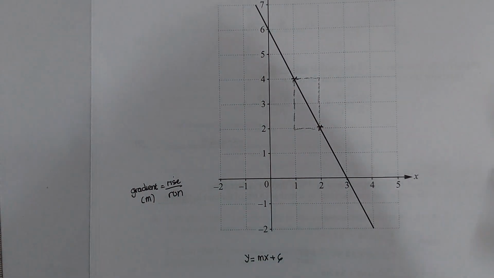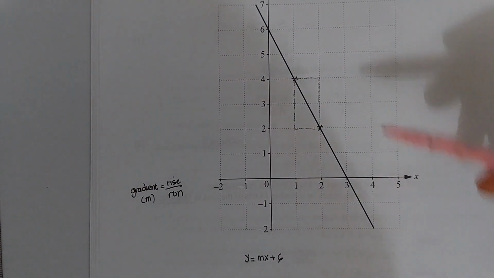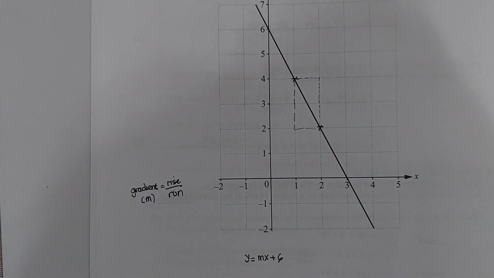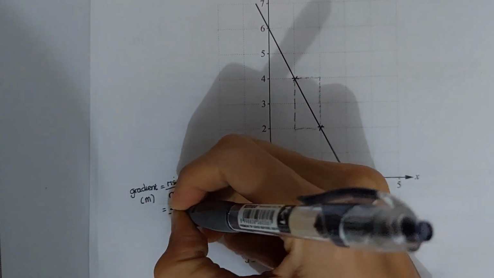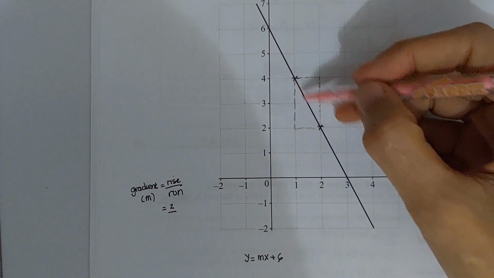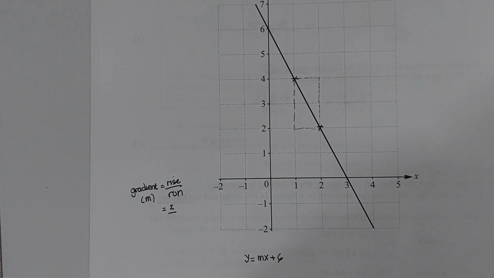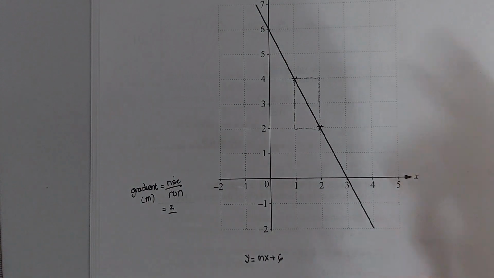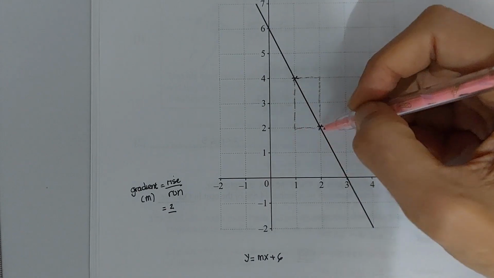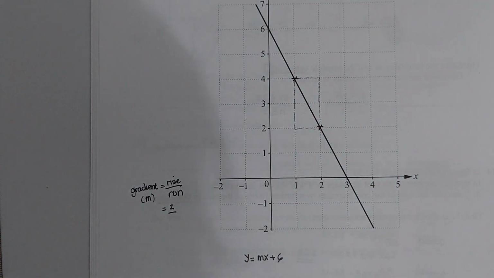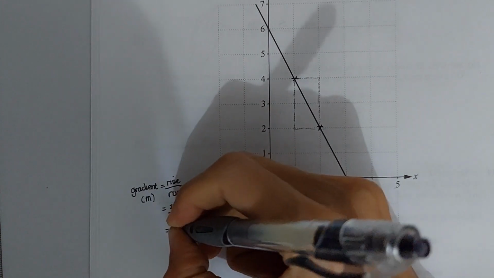Now, rise, I want to ask you. This one is a diagonal of how many boxes vertically? It will be 2, yeah? Okay, so the rise is 2. How about the run? This diagonal is for how many boxes horizontally? Look, horizontally, this diagonal is for 1 box only, right? So 2 over 1. So it will be 2.